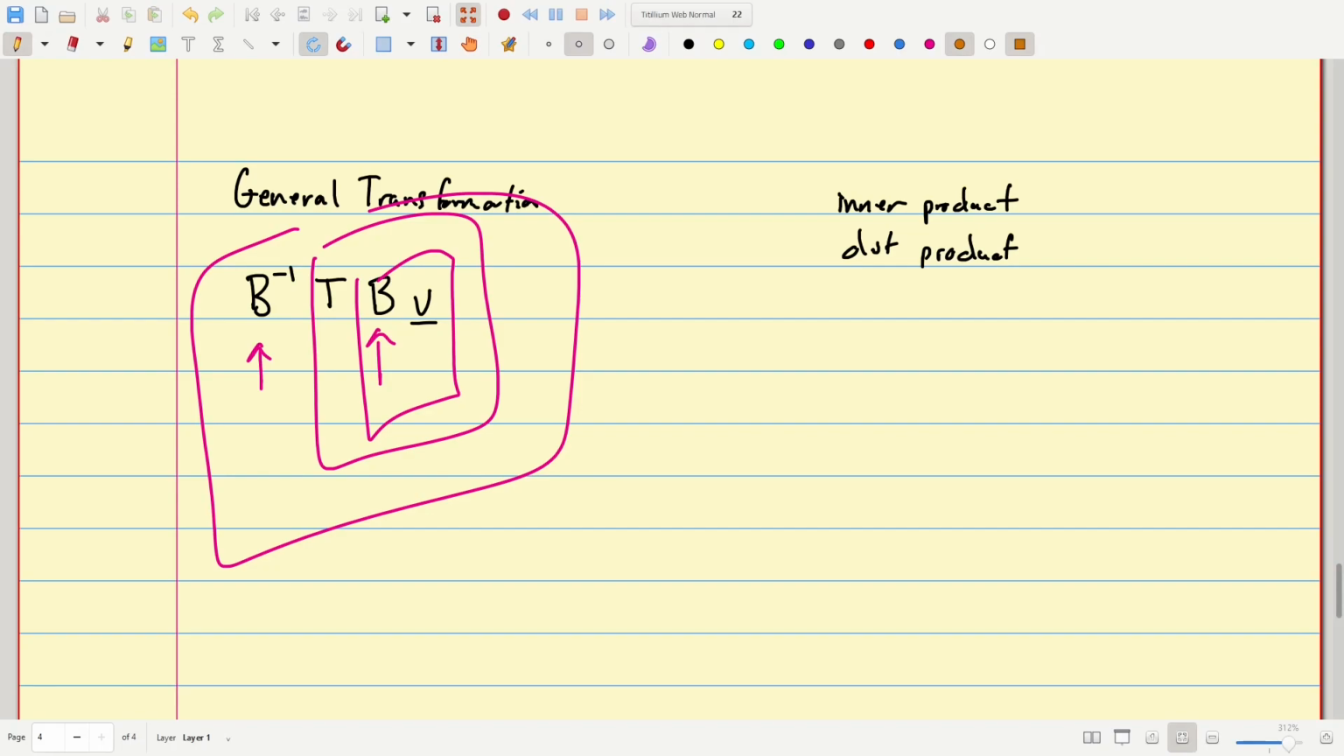This thing here is a transition matrix. Okay, and it is how we move from one coordinate system to another. All right.